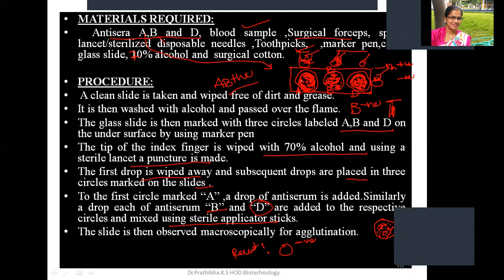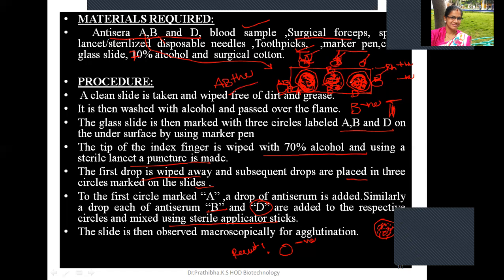AB positive means on this particular RBC cell surface there is the presence of A antigen, B antigen, and the D antigen. When the same blood sample is taken in this circle and this circle, and you treat this RBC with A antisera, agglutination has occurred. Same RBC, when you treat with the B antisera, agglutination has occurred in the form of clumping. Whereas in the third circle, with the same RBC, when you treat with the D antisera, agglutination can be seen. Hope I made myself clear to you.